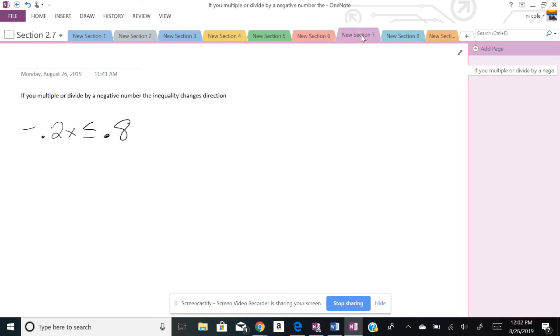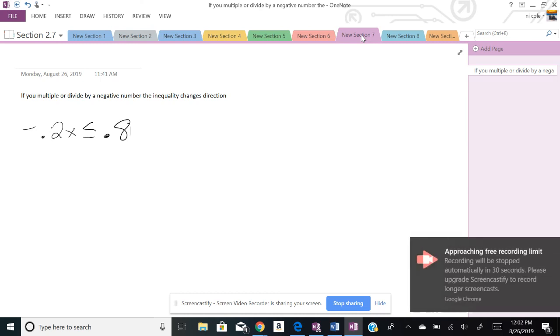All right, so there's another special rule that we have to bring in with inequalities. What that rule deals with is if you multiply or divide by a negative number, the inequality changes directions. So here's an example. I have -0.2x is less than or equal to 0.8.